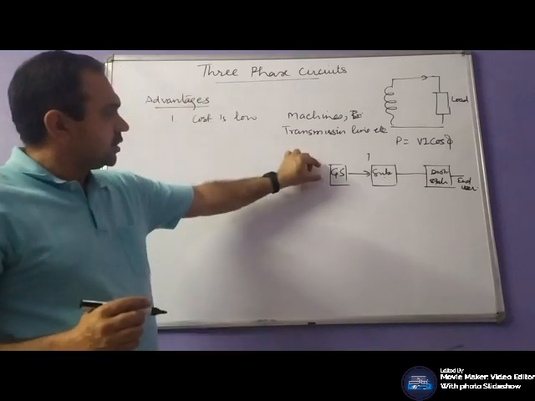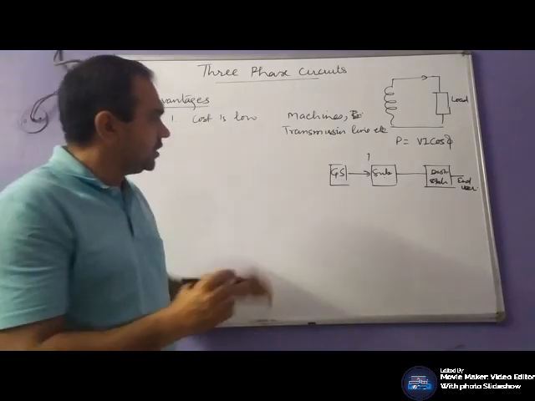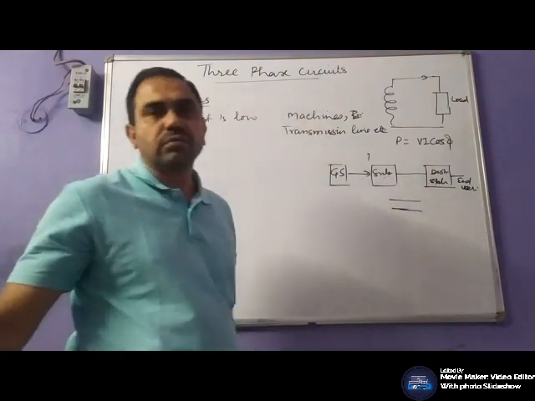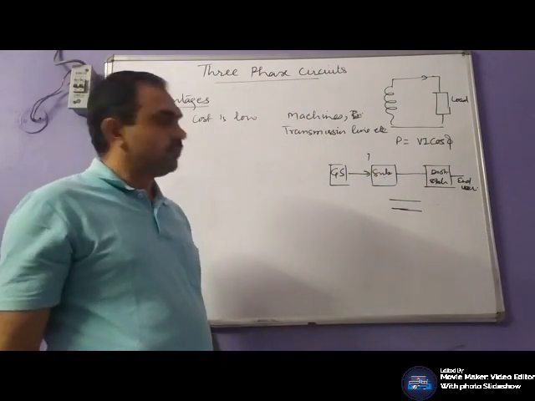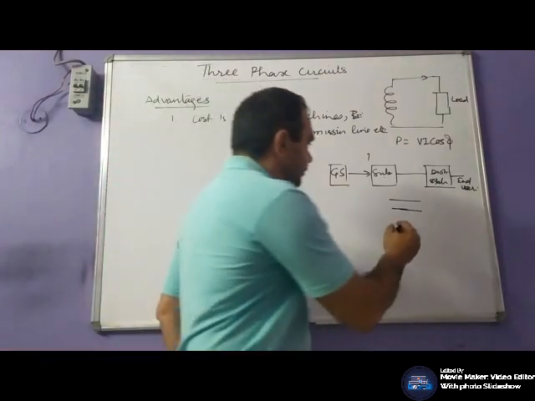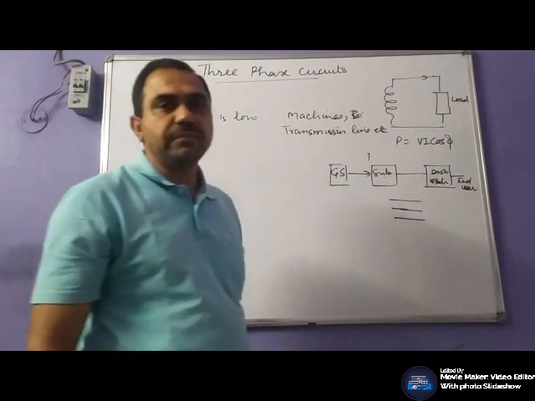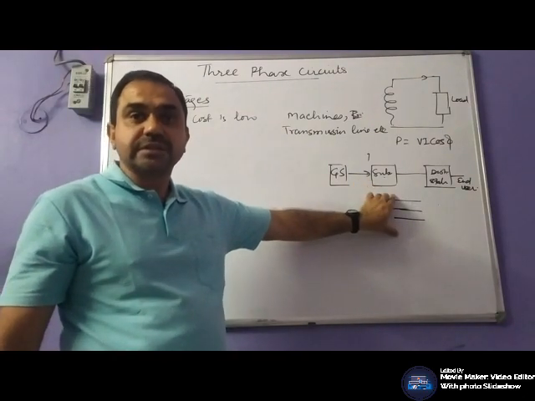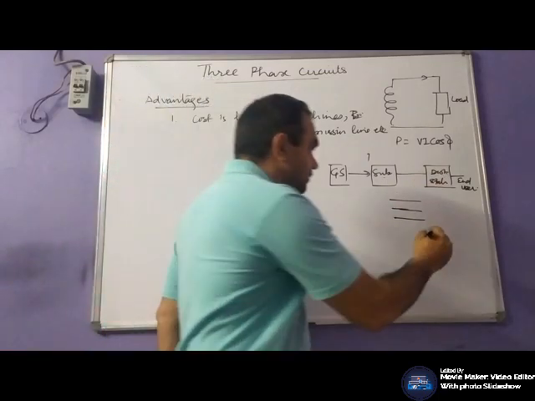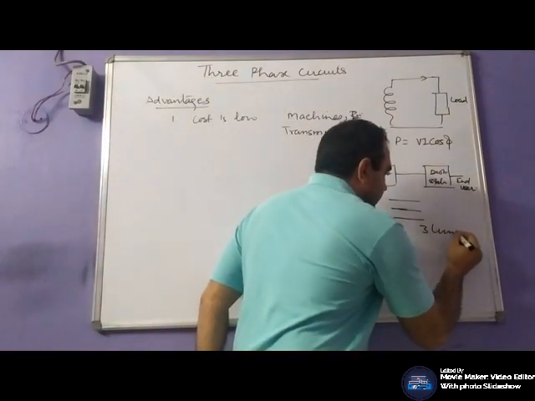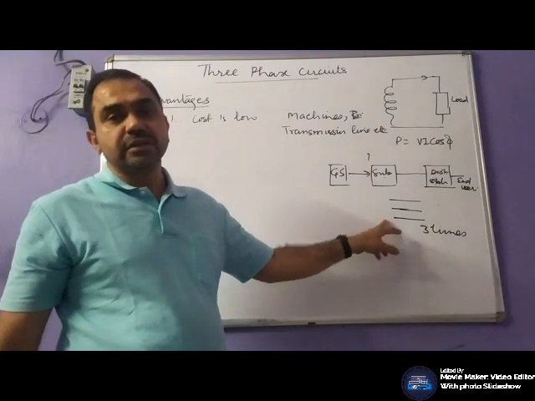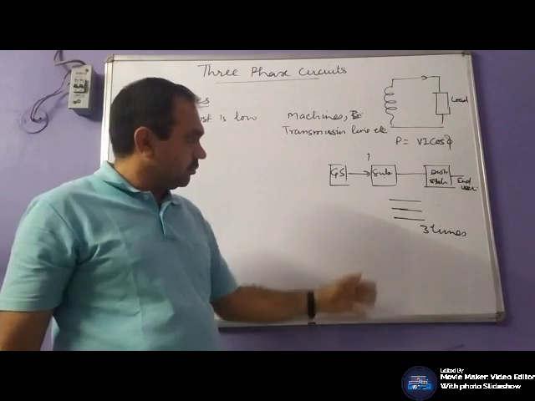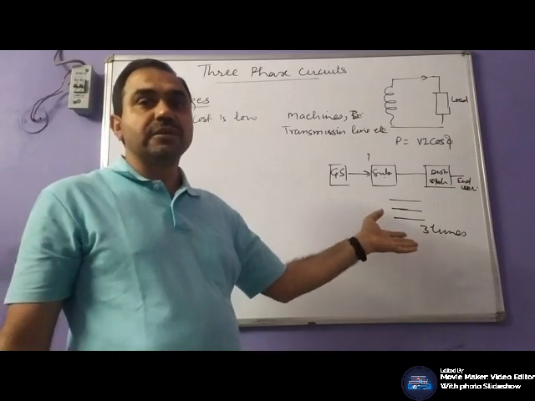Now, if you generate with single phase, you require two wires to supply the load. If in place of two, we require three wires, system becomes three phase. Power transfer capability becomes 3 times. With increase in one wire, increases the transmission capability by 3 times. But obviously, the cost will be low.